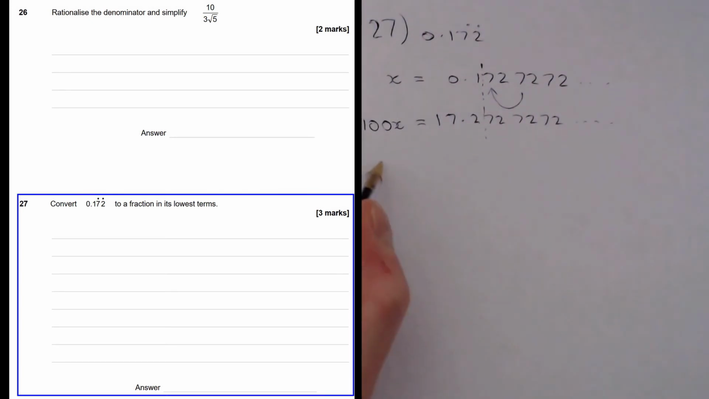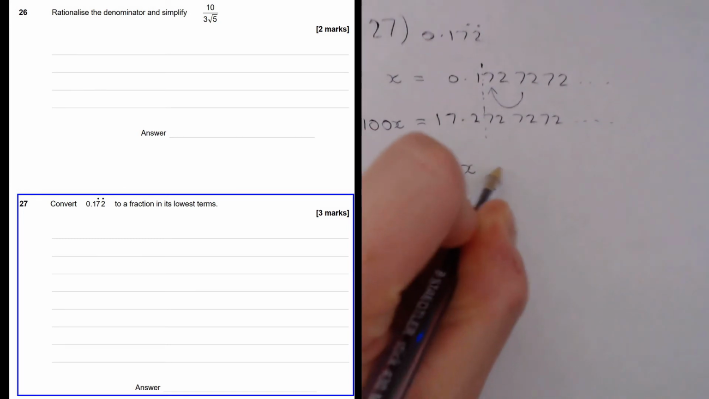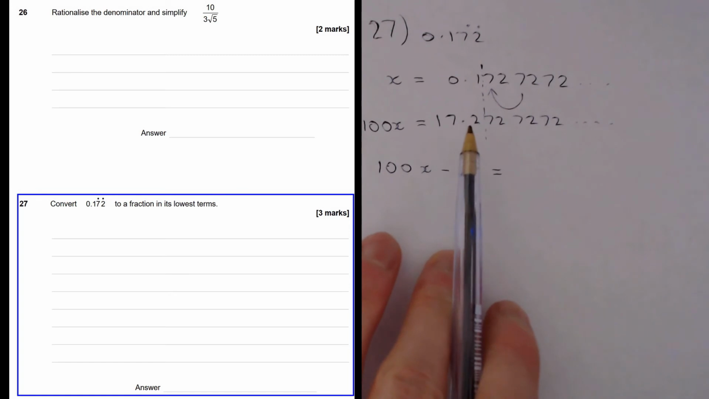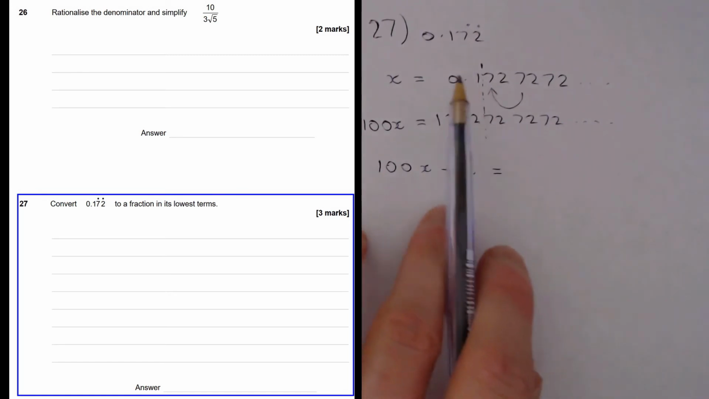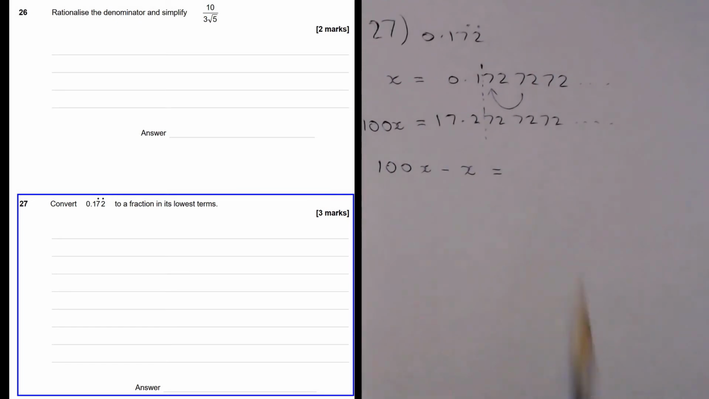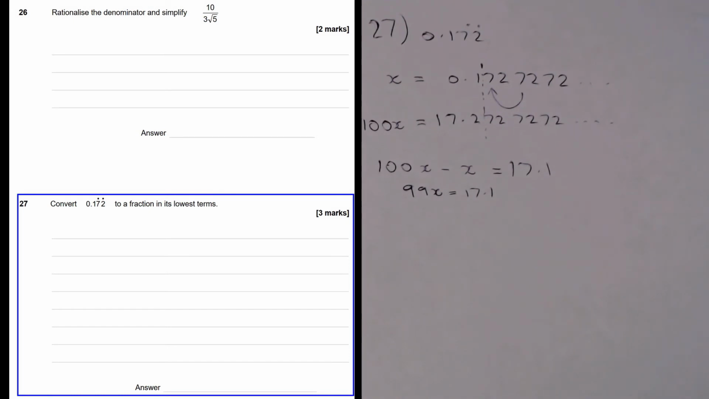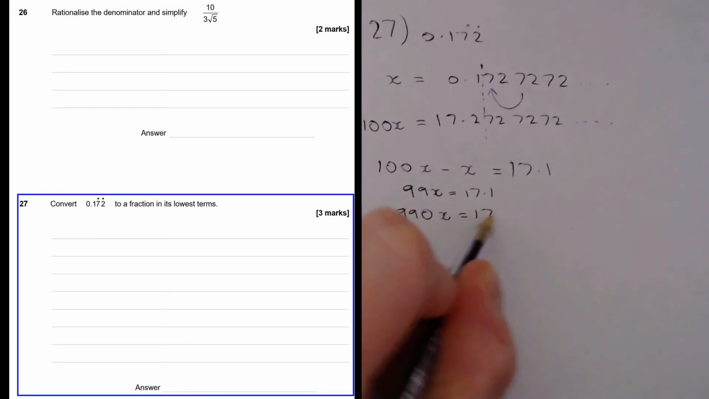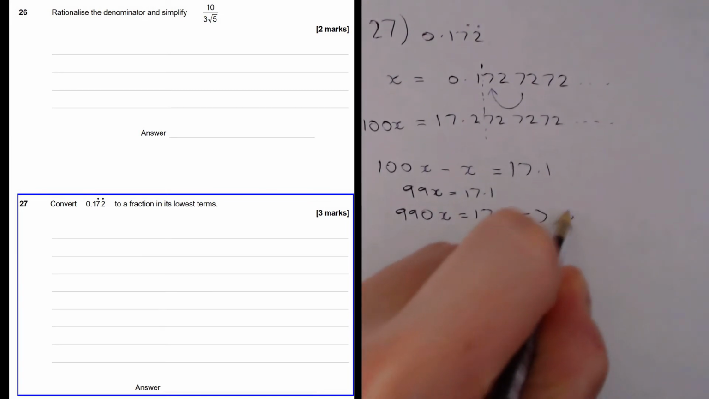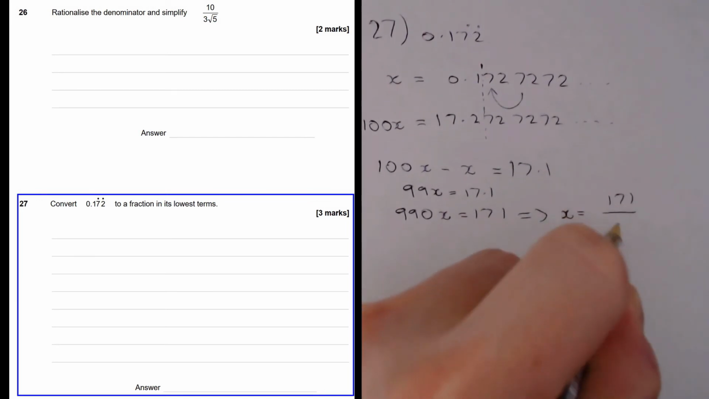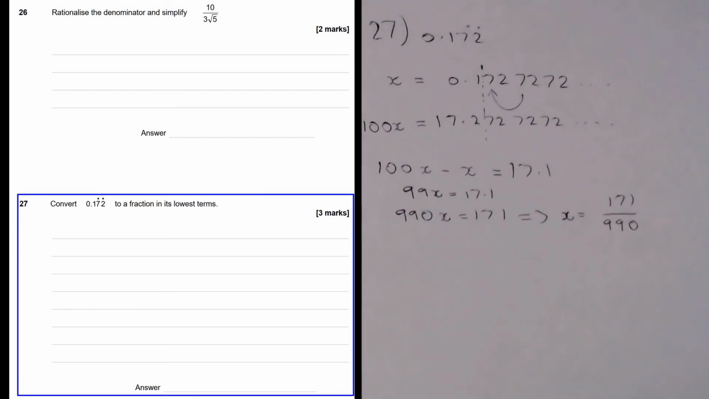So let's do that. We're going to do 100x minus x, and what's that equal to? Well, that's 17.2727272 minus 0.1727272. Well, that's just going to give us 17.1. If we clean up the left-hand side a little bit, we're going to get 99x equals 17.1. And that's an equation we can solve. Because I don't like having that decimal in there, I'm just going to multiply both sides of this by 10. So I'm going to get 990x equals 171. And this then tells us that x equals 171 divided by 990. And that is our answer.